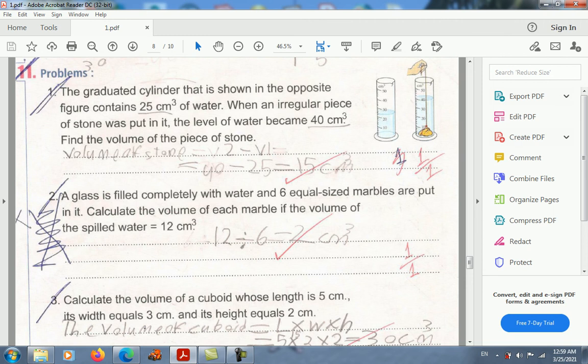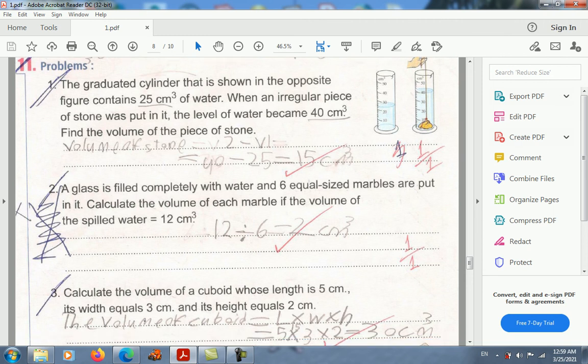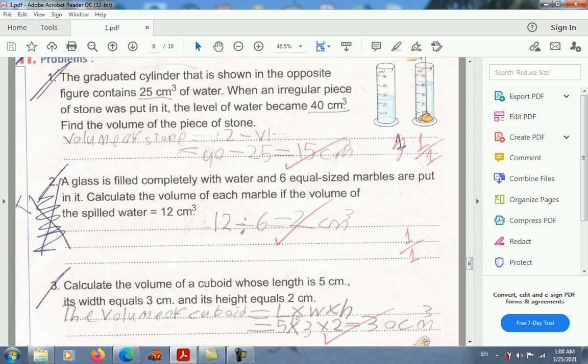11. Problems. 1. The graduated cylinder that is shown in the opposite figure, which is on the right, contains 25 cm cube of water. When an irregular piece of stone was put in it, the level of water became 40 cm cube. Find the volume of the piece of stone. The volume of the piece of stone in this case will be V2 minus V1, which is 40 minus 25, which is equal to 15 centimeter cube.